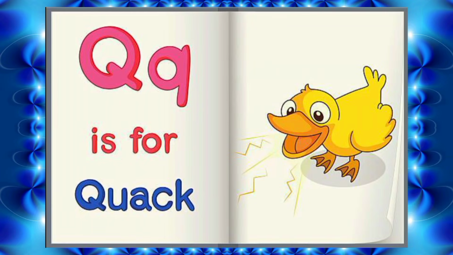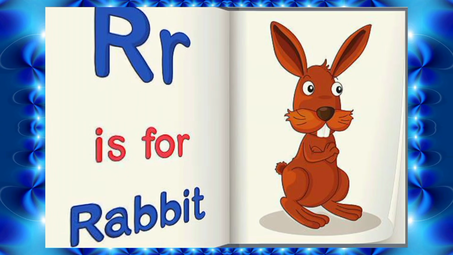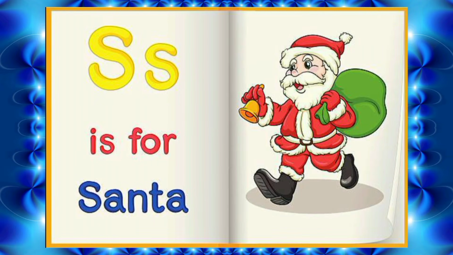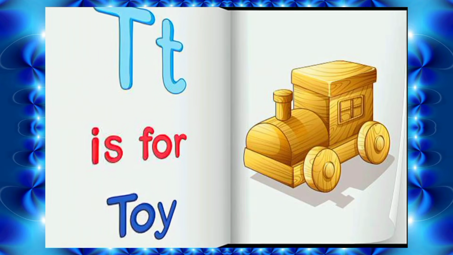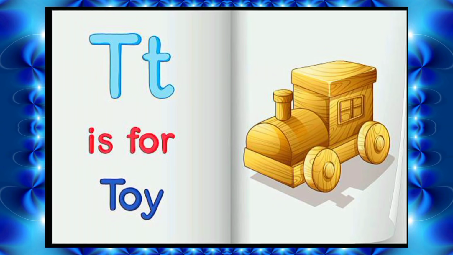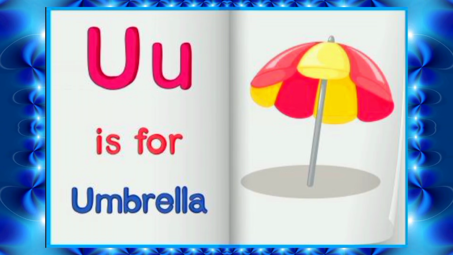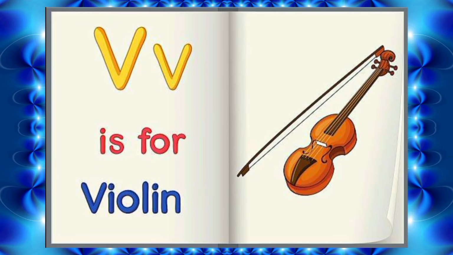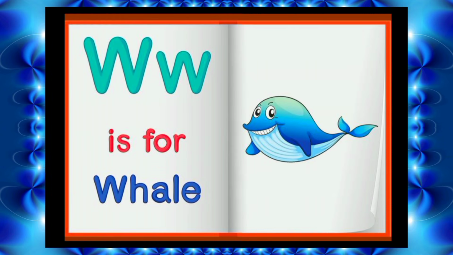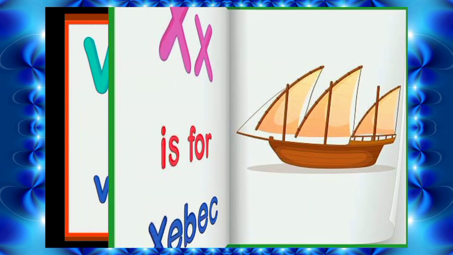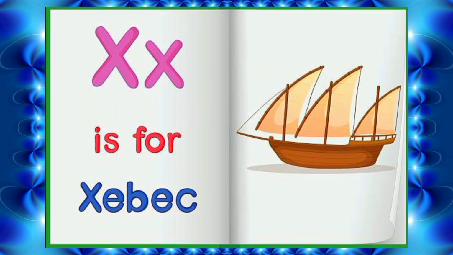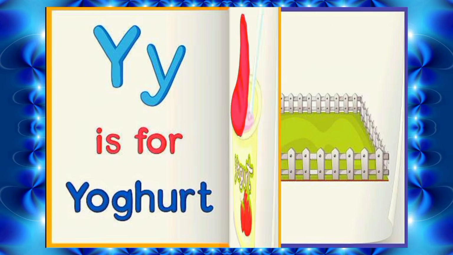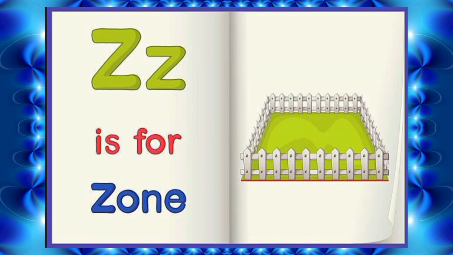Q is for quack. R is for rabbit. S is for Santa. T is for toy. U is for umbrella. V is for violin. W is for whale. X is for xebec. Y is for yogurt. Z is for zone.